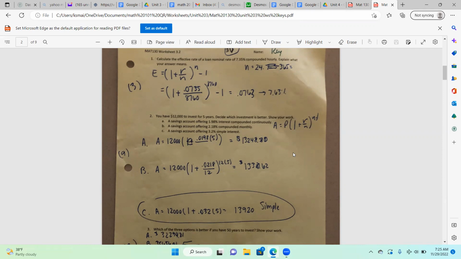Question 2 is asking you that you have $12,000 to invest for 5 years. Decide which investment is better. So there's a number of ways that you can do this, but using the effective rate is the most simple way. So A is a savings account that is 1.98% interest compounded continuously. So this right here that is kind of hard to read is the letter E for the compounding continuously formula.